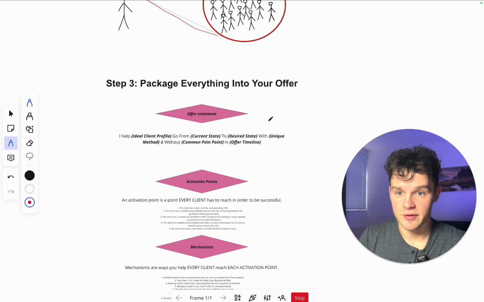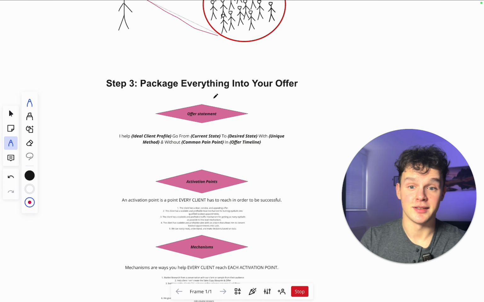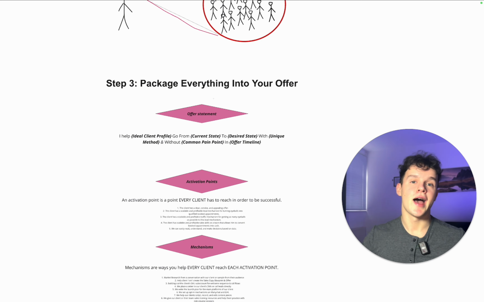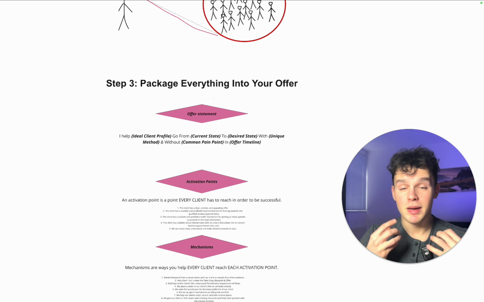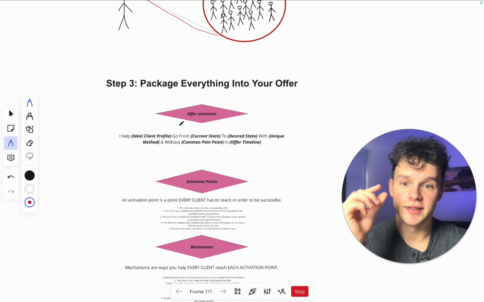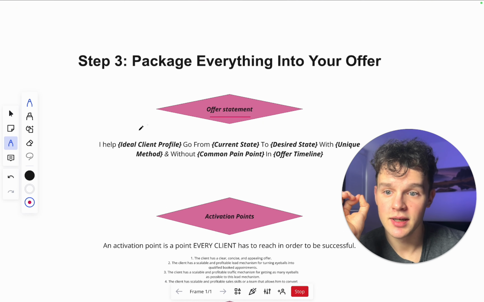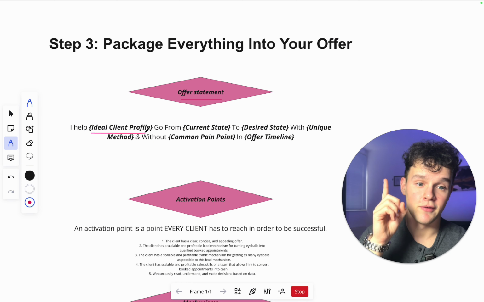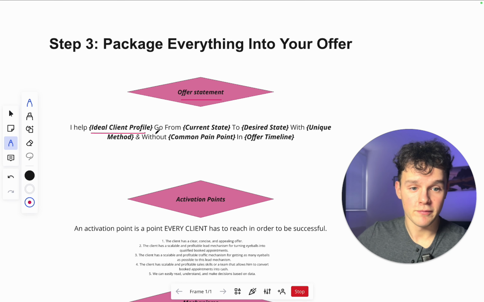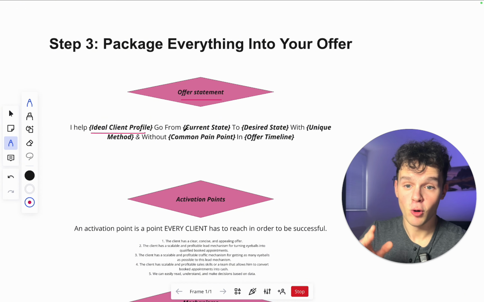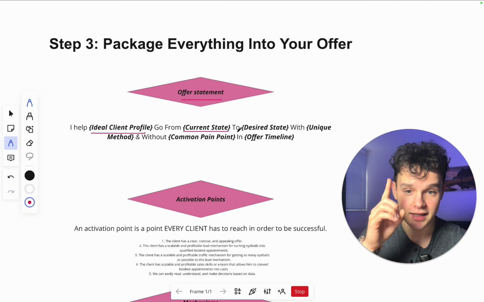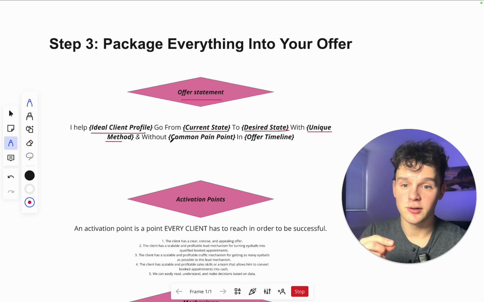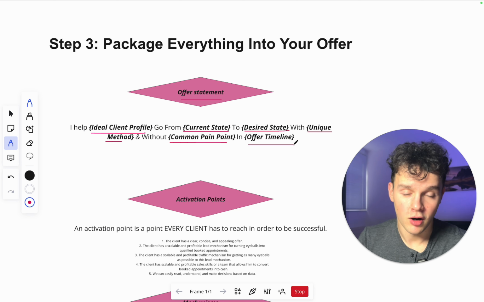So step number 3 is packaging everything into your offer. So to make everything look nice, to have everything in one place and make it graspable for people, you would essentially start with the offer statement. This is outlining the statement, I help ideal client profile, which we have defined above, as you have probably seen in this video. Then go from current state, which we have asked in a question, to desired state with unique method and without common pain point in offer timeline.